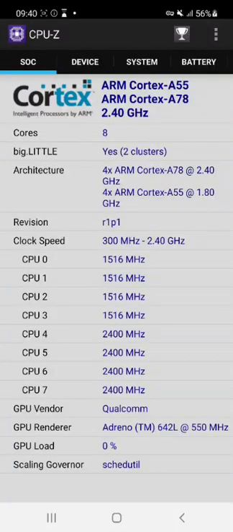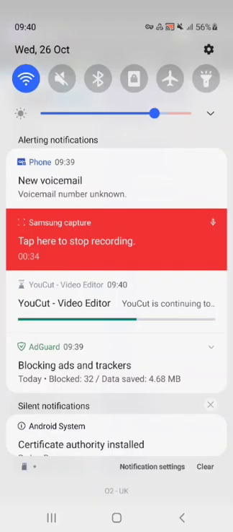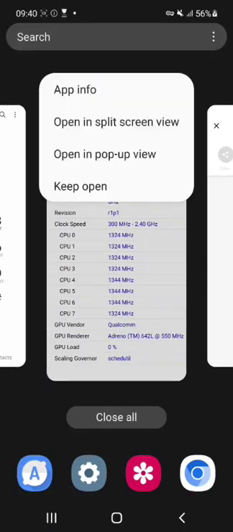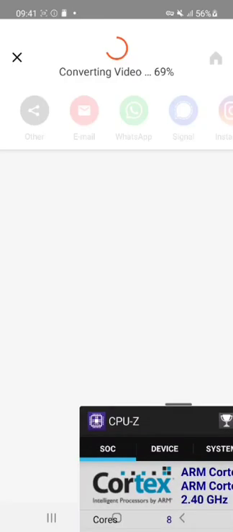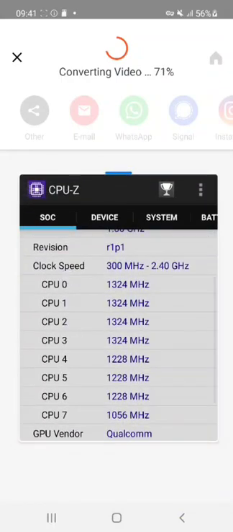So it's scaling up to 2.4 gigahertz. But these first ones here are 1.8. Now these ones here are 2.4. So they slow down, they go back up. I don't know, guys. It doesn't look like it's working.